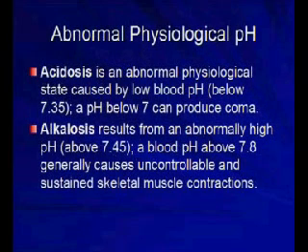Acidosis is an abnormal physiological state caused by low pH, again below the level of 7.35. A pH below 7 can produce a coma. Alkalosis results from an abnormally high pH above 7.45. A blood pH above 7.8 generally causes uncontrollable, sustained skeletal muscle contractions.